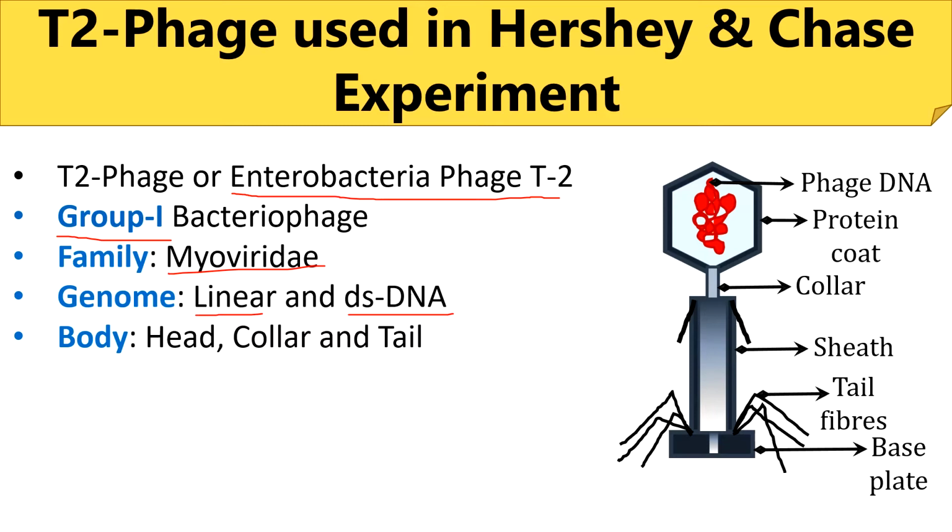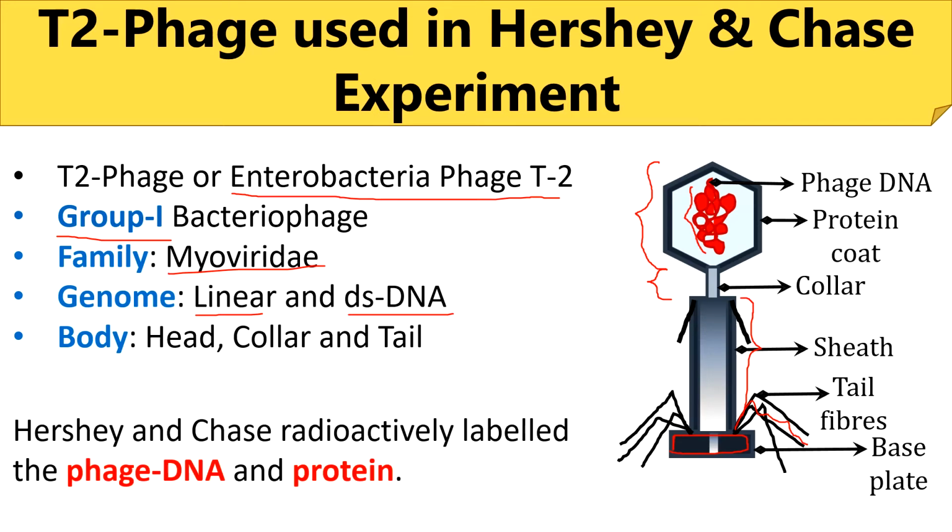As we could see in this picture, the body of the T2 bacteriophage comprises a head portion, what we call as capsid. Capsid holds the genetic material or viral genome. In the middle there is a collar, what we call as neck. It connects the head portion with the tail. T2 bacteriophages have a flexible tail due to the contractile sheath, and towards the base of the tail there is a base plate and some tail fibers that facilitate attachment with the host cell.